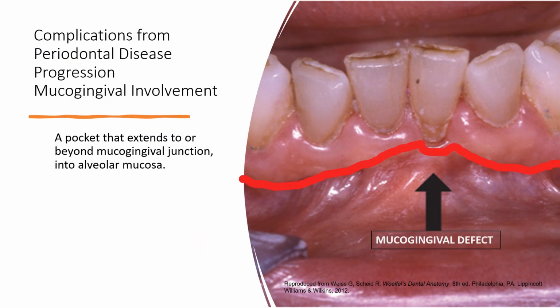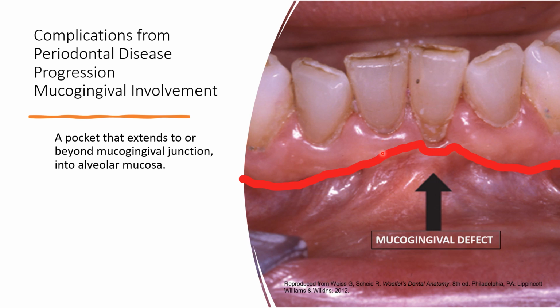A pocket that extends to or beyond the mucogingival junction, which is this red line, into the alveolar mucosa is said to have mucogingival involvement, meaning there is no attached gingiva in that area. When probed, it goes into the alveolar mucosa. The picture shows what is known as a mucogingival defect. It shows a very narrow zone of keratinized gingiva on tooth number 24.